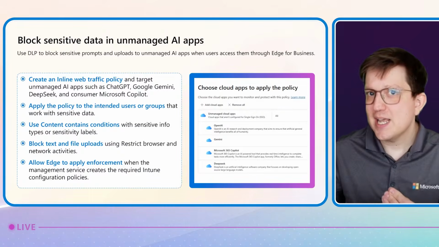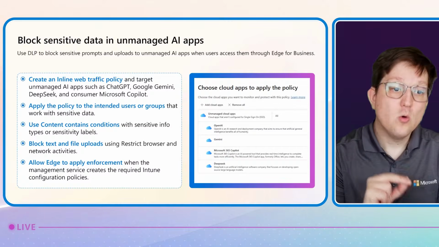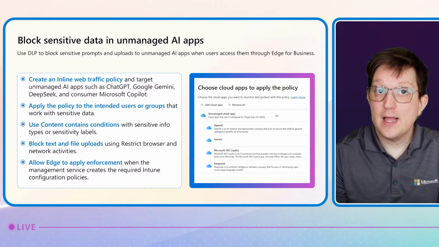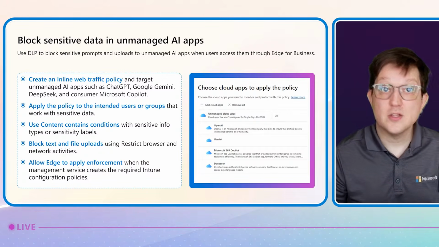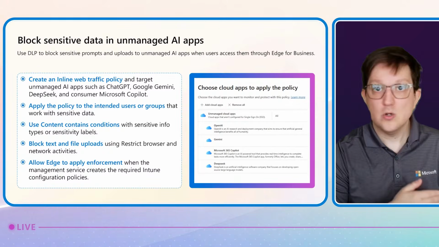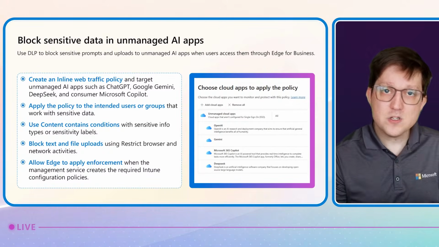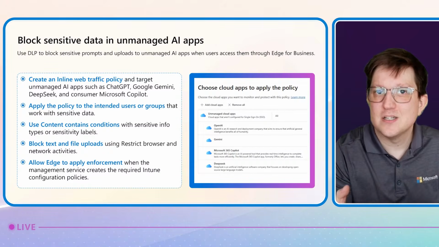Now, that unmanaged AI apps, let's focus in on that in a little bit more depth here. There are actually already specific policies you can apply to make this work, and the inline web traffic policy is designed to target those applications out of the box. What's great is that you can apply this either to the organization as a whole or focus more on certain users that are using sensitive data generally.